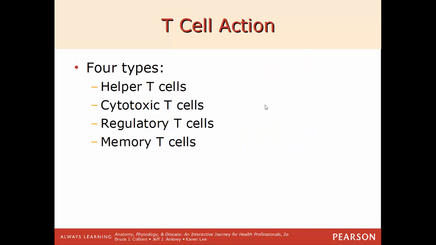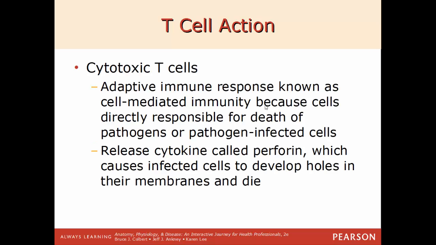All right, now we'll talk about the various types of T cells. There are 4 types of T cells. Helper Ts, which we talked about a few minutes ago, cytotoxic T cells, or killer T cells, regulatory T cells, and memory T cells. The first one, the killer T cells, or cytotoxic T cells. Now, these play a key role in what's called the cell-mediated immunity response, because these cells are directly responsible for the death of pathogens, or pathogen-infected cells.